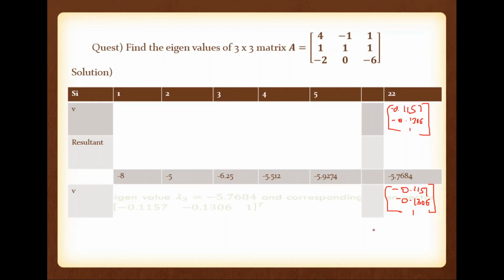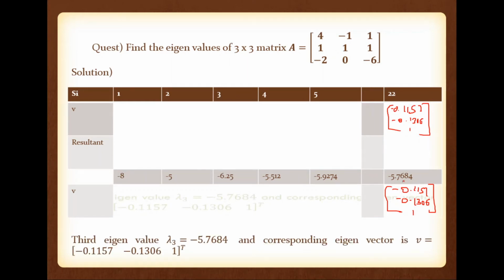If these two are the same, we can stop there. So at the 22nd iteration, this has converged. At that point, we can say minus 5.7684 is the eigenvalue and this resultant normalized vector is the eigenvector. I told you that this is the third eigenvalue. So lambda 3 is equal to minus 5.7684, and the corresponding eigenvector is V equal to minus 0.1157, minus 0.1306 and 1.